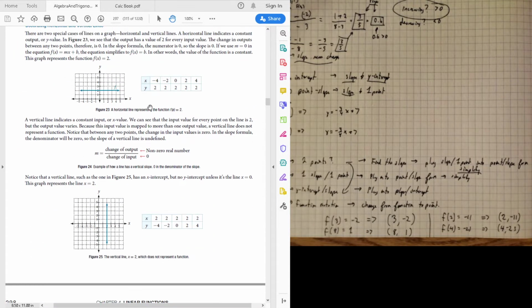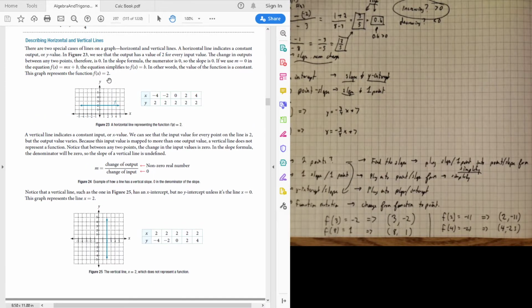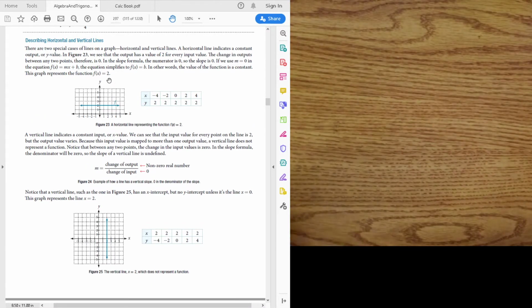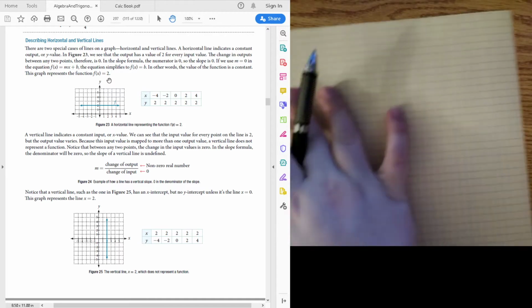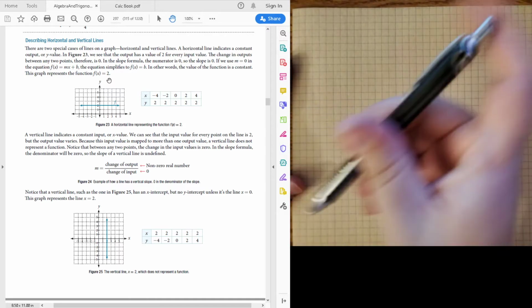All right. Horizontal and vertical. Two of the most missed things in mathematics. Let's go through them real quick. All right. Horizontal.